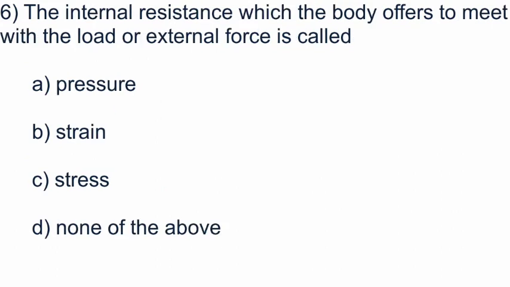Sixth question, the internal resistance which the body offers to meet with the load or external force is called option A, pressure, option B, strain, option C, stress, and option D, none of these. And the answer is option C, stress. The internal resistance which the body offers to meet with the load or external force is called stress.